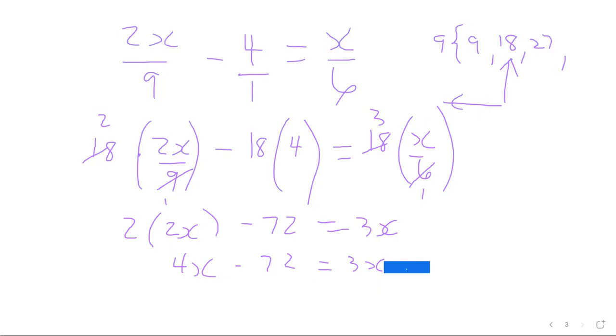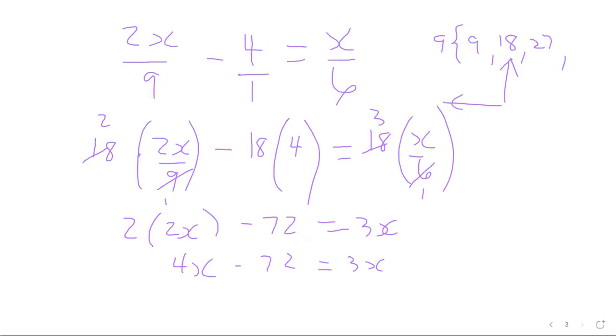Now at this point, you would see that the 4x and 3x are brothers, right? They are friends, so they've got to come together. And then the 72 has to go away. So I'm going to go to a new page and then continue with it.